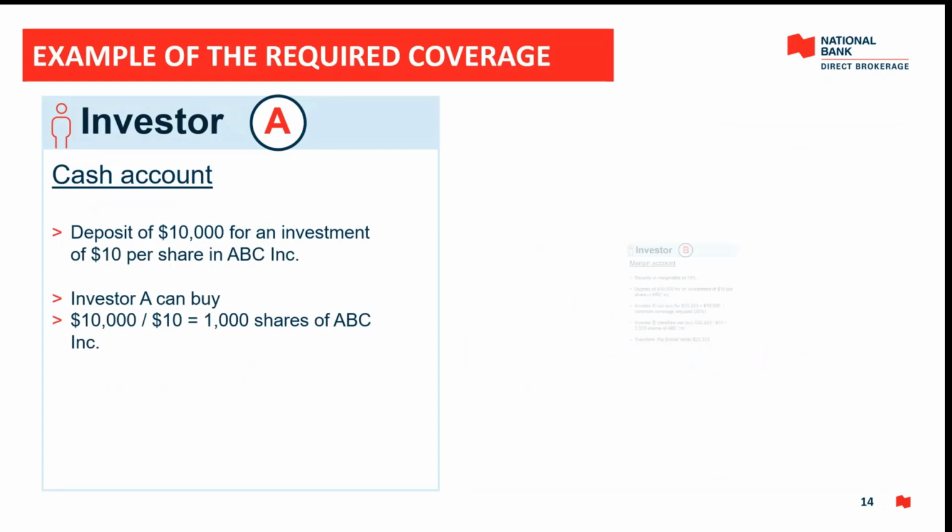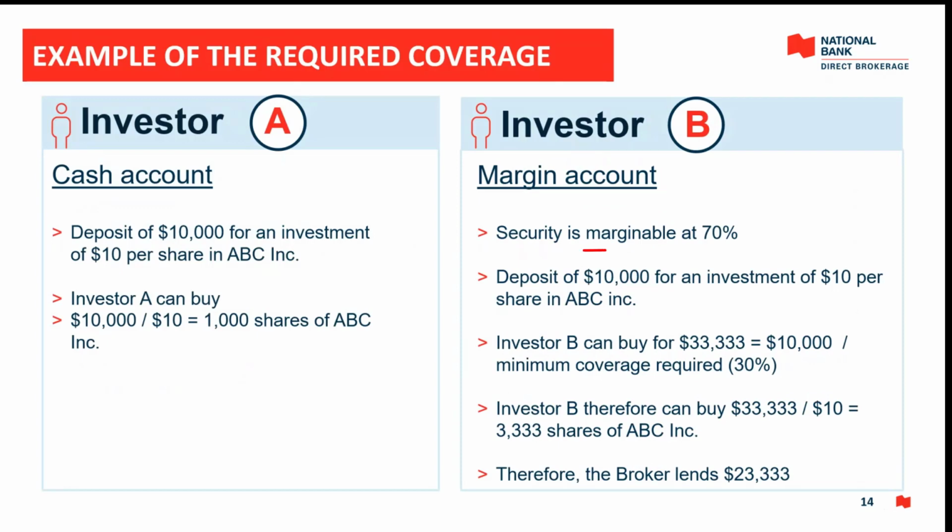Now, Investor B is using margin, and the stock is 70% marginable, and the client has a down payment of $10,000 to buy ABC shares. So Investor B can buy for $33,310. The $10,000 represents the minimum coverage of 30% required by the broker. With this amount, Investor B can buy 3,333 shares of ABC Company. The broker, therefore, lends the investor the other $23,333 to pay for the shares.